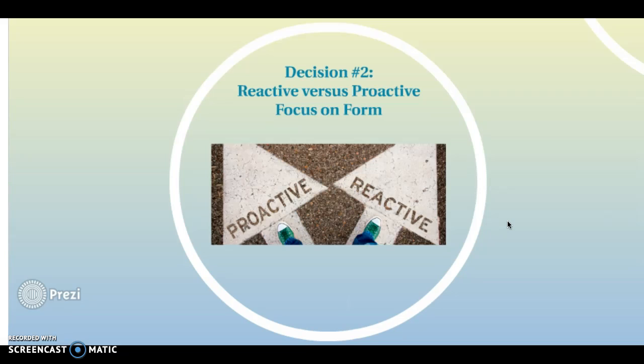Lyster and Ranta talk about different responses to learner error in reactive and proactive focus on form. The less effective and most widespread is recasts. The most effective is giving metalinguistic clues, clarification requests, repetition of learner errors, and teacher elicitation of a repaired response.